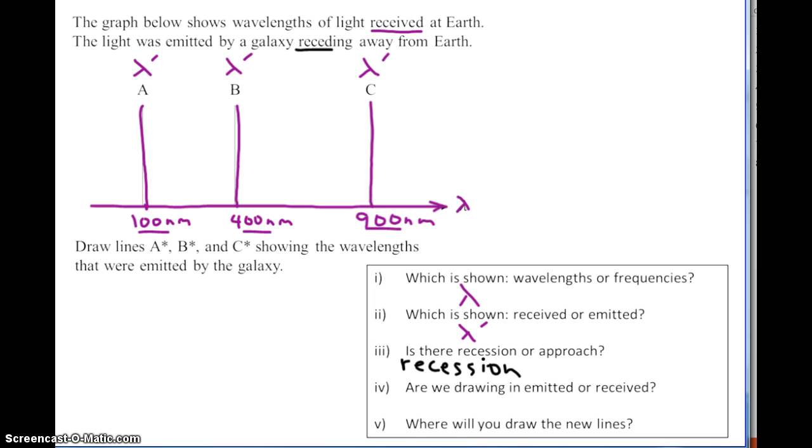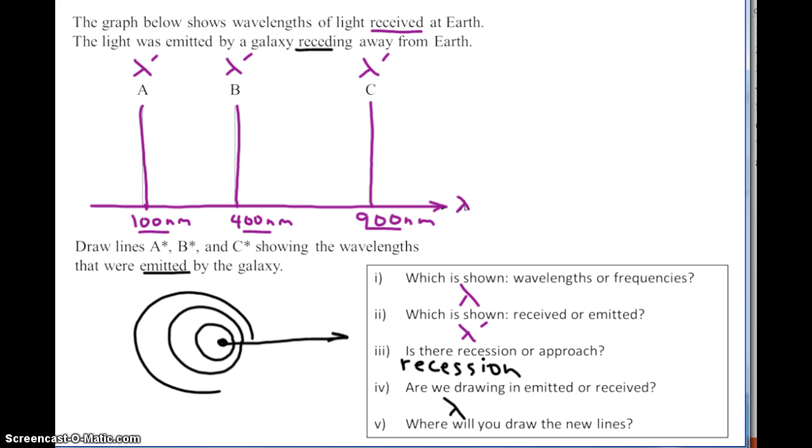The next thing you do is draw in the lines A star, B star, and C star. Those are supposed to show the emitted wavelengths. So plain old lambda. Where do we draw the new lines? If there is recession, then it looks like this. The galaxy is moving this way, and the wavefronts are compressed in the direction that the galaxy goes in.